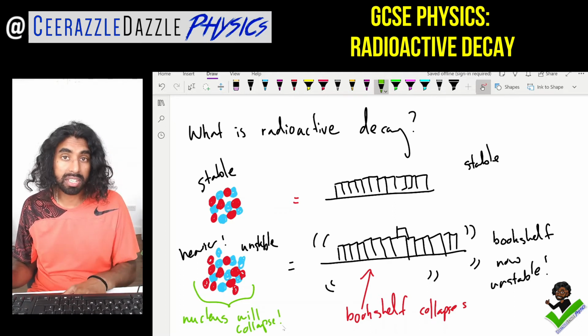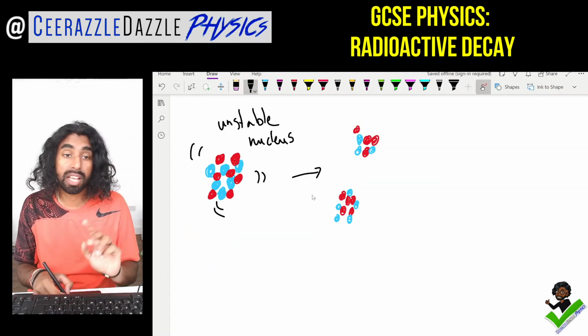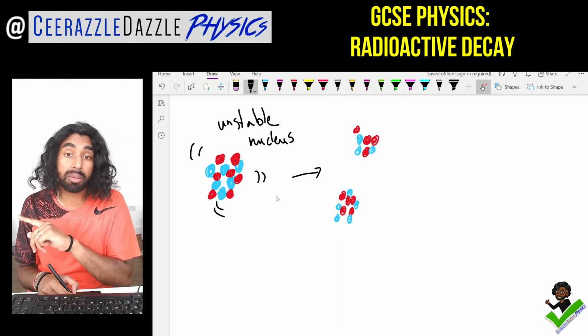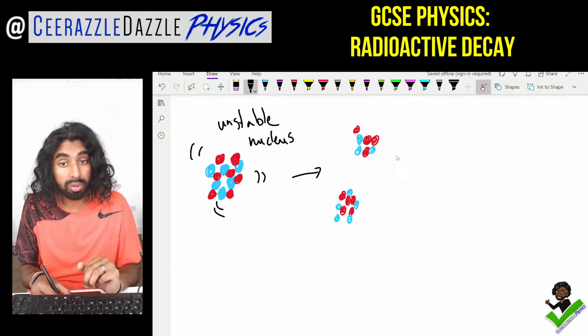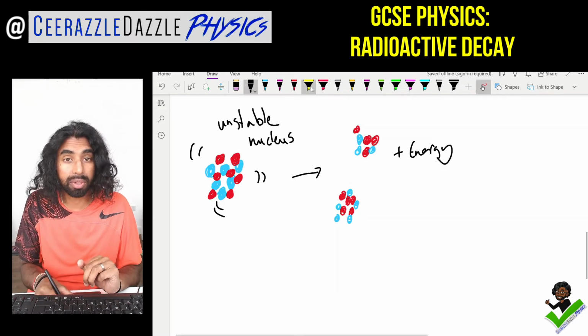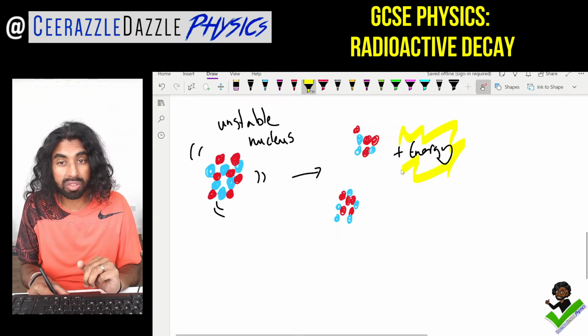I'll do it in a bit more detail down below. Here we go guys, so as you can see on the left hand side I've got an unstable nucleus, and now it breaks down into two smaller nuclei, and energy also comes out. So energy is also released in this process.